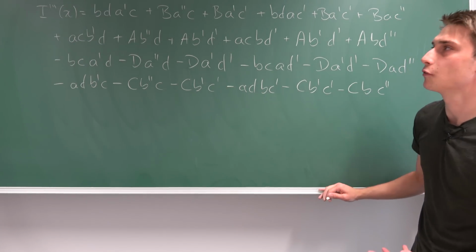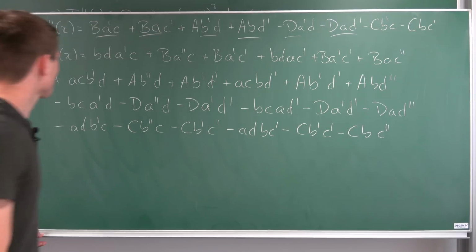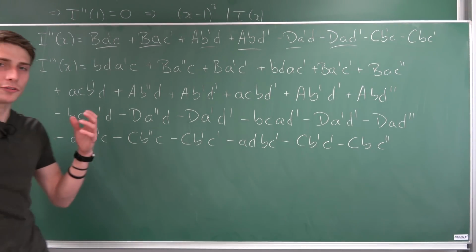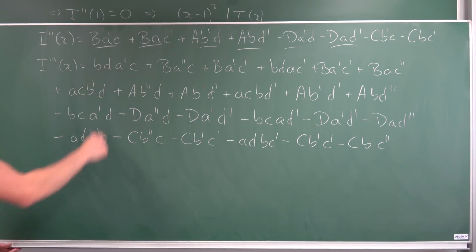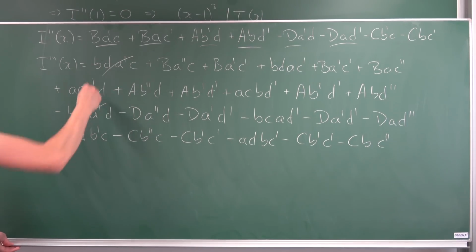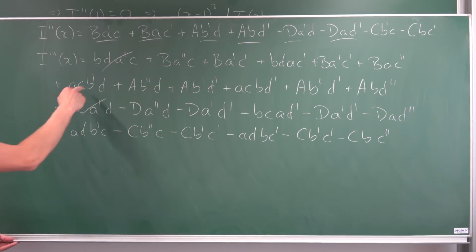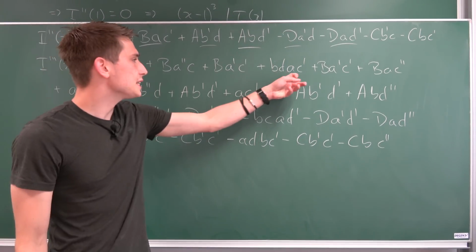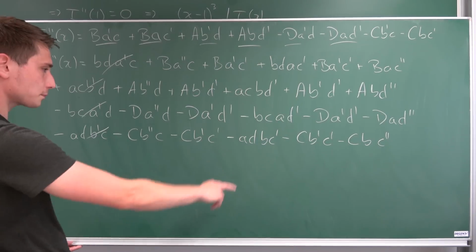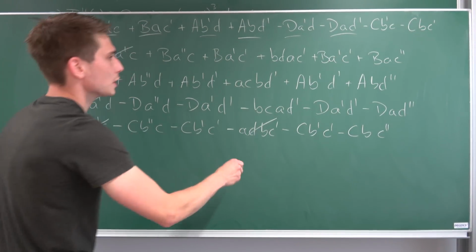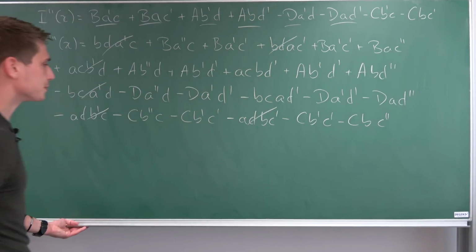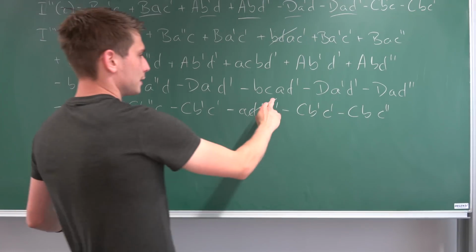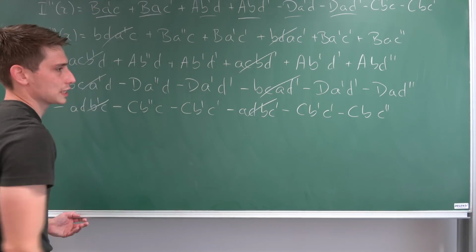And now let's see if something cancels out. We just need to see if everything has an inverted term, you could say. So B D A prime C, that's positive and that's negative, so this and that is going to cancel out. A C B prime D, this and that is going to cancel out. Wonderful. B D A C prime, B D A C prime, and that is going to cancel out. Now let's take a look at A C B D prime. A C B D prime, this is going to cancel out.